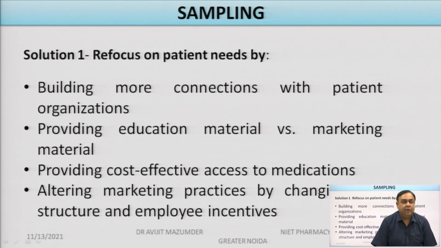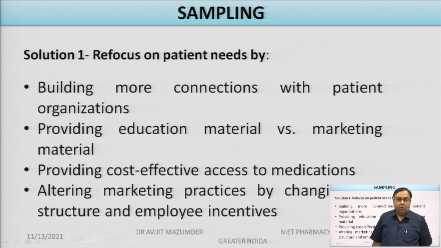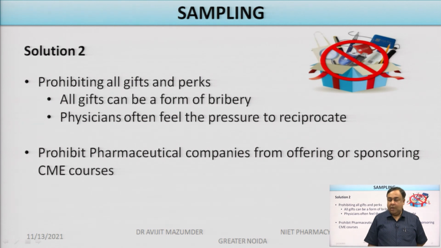Provide education material versus marketing material. The doctor should be provided with true information about the product itself. It should not be a process of marketing material. This should highlight the way in which the drug exhibits its betterment of action. It should provide cost effective access to medication, altering the marketing practices by changing the pay structure and employee incentive. This is another way.